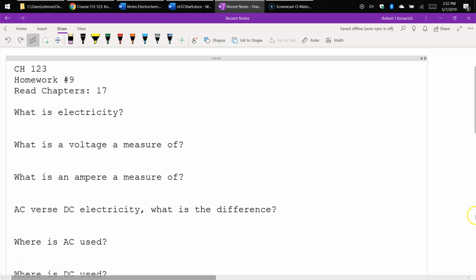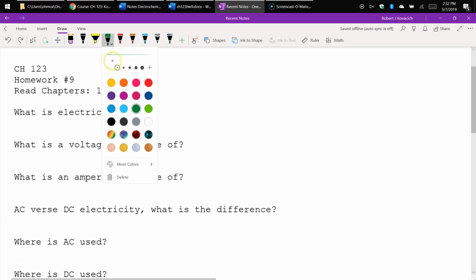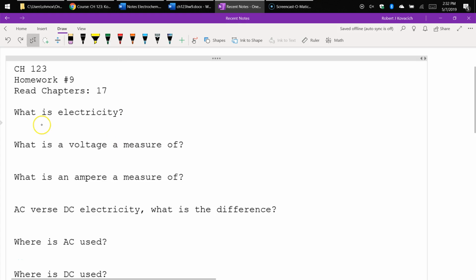Ready? What do we have for electricity? When am I write down for that? Sure.